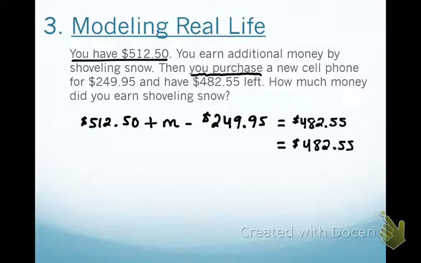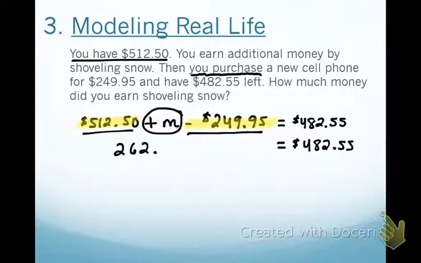I can subtract. Guys, look, like terms. Do you remember like terms? These are the constants that are standing alone, and this right here is the variable that's all by itself. So what I need to do right now is figure out what $512.50 minus $249.95 is. Go ahead and figure that out on your own. Is there anyone who figured out what that is? Javaria, what'd you get? $262.55. That's correct.